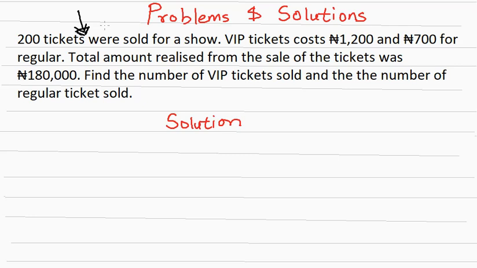Now let's do justice to it. The question goes this way: 200 tickets were sold for a show. A VIP ticket costs 1,200 naira and a regular ticket costs 700 naira. The total amount realized from the sale of the tickets was 180,000. Find the number of VIP tickets sold and the number of regular tickets sold. We have been told the total number of tickets sold is 200, but we don't know the number of VIP or regular tickets. We know the total amount realized is 180,000.